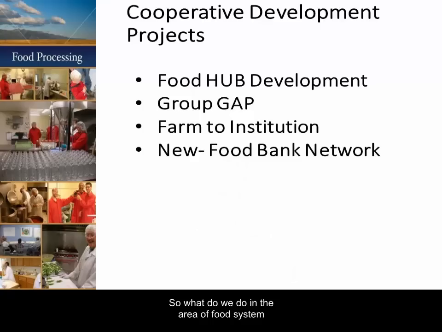So what do we do in the area of food system development? We have been focused on food system development since prior to 2000. We always saw it as a critical economic development strategy within our region and the state of Montana. So we have, through cooperative models, focused on food hub development. We're now involved in Group GAP, and we launched a farm to institution program about 5 years ago, and we're looking at new cooperative models in the area of food banks. Montana has a strong food bank network that we are starting to explore, which we'll talk about further.